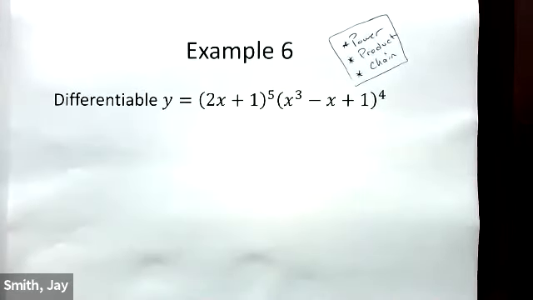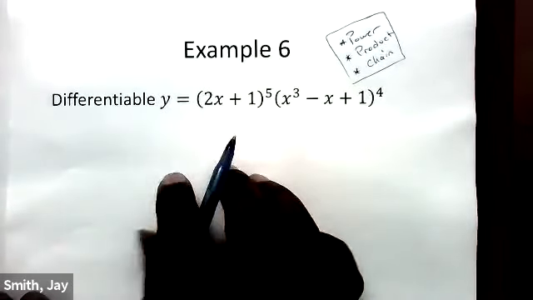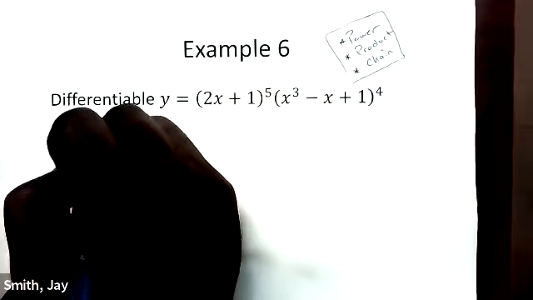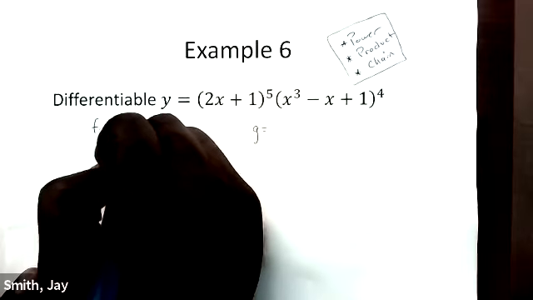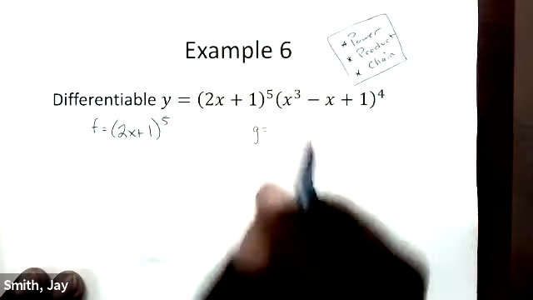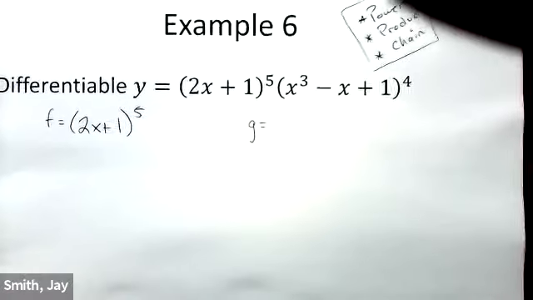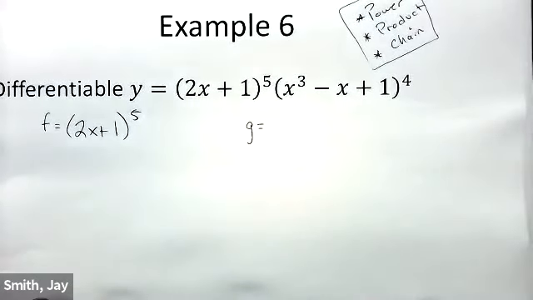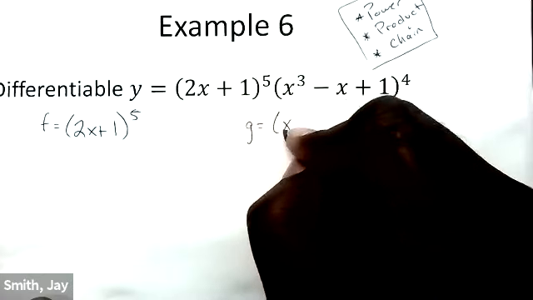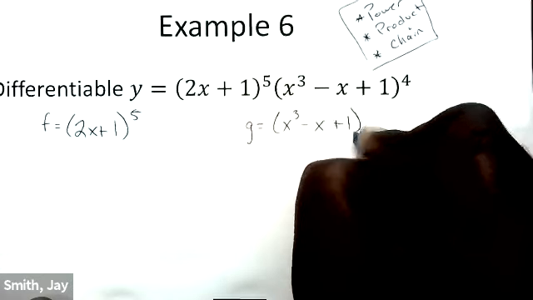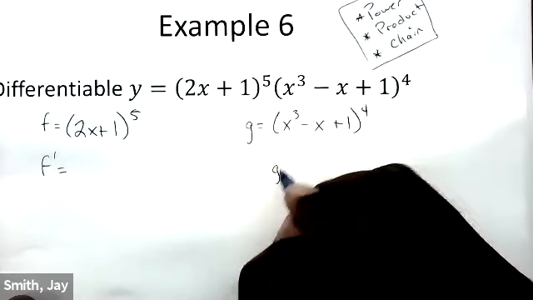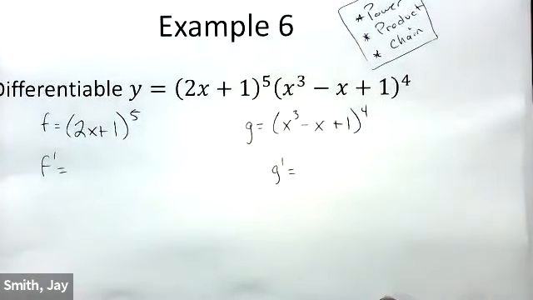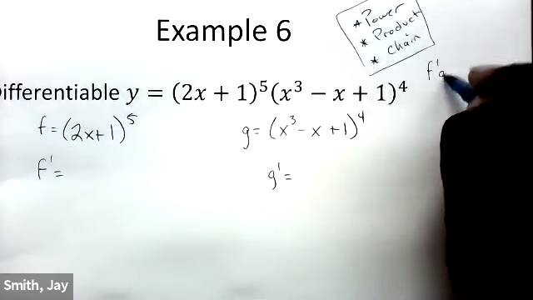All right, so in example 6, here we're going to have to use product, chain, and of course the power. So we need to first label f and g. So here f, my first differentiable function, is 2x plus 1 to the 5th power. G, my second differentiable function, is x cubed minus x plus 1 to the 4th. We still need to find f prime and g prime respectively. As a reminder, product rule: f prime g plus f g prime.